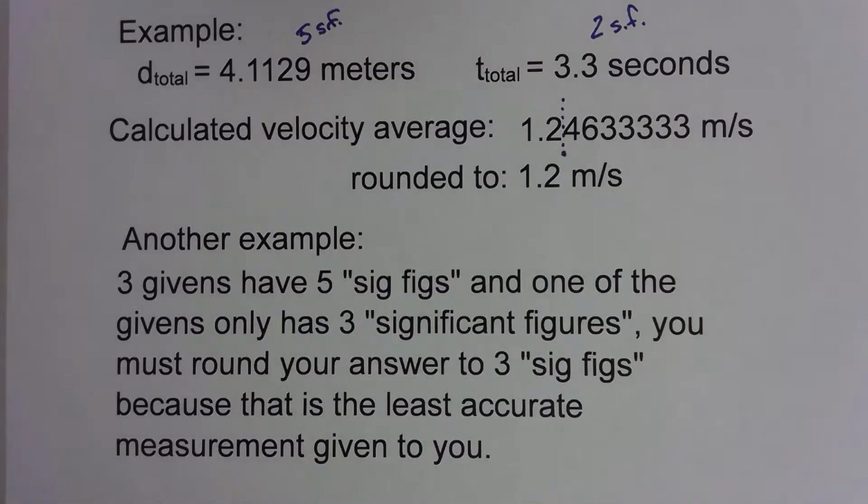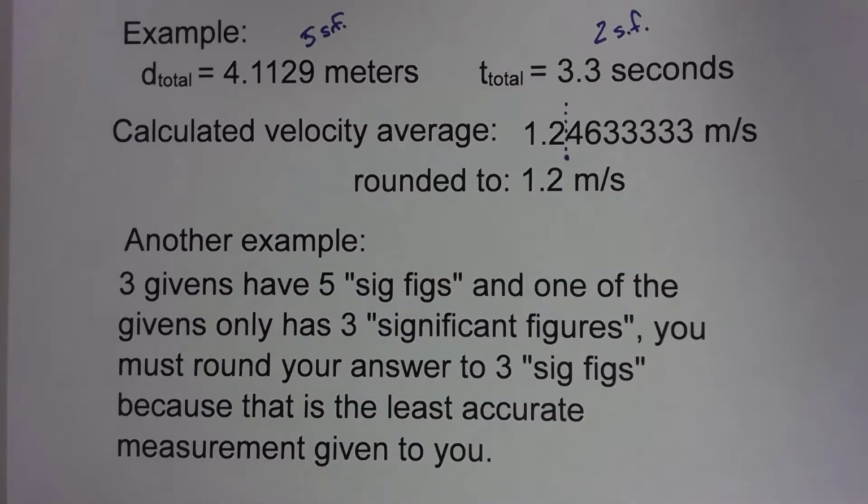You'd round your answer to 3 sig figs, because again, the accuracy of anything you calculate is limited by the least accurate measurement that you start with. That's why it's so important to make every measurement a good one. One poor measurement affects the rest of the calculation that we will eventually be doing.